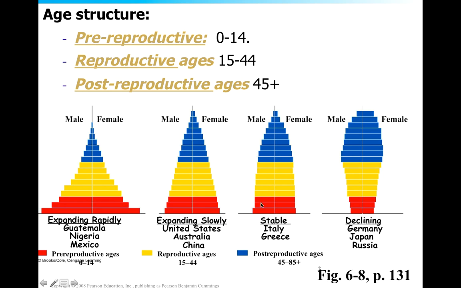A stable pyramid shows a country that is not growing at all. It has basically leveled off and it's not going to be growing anymore, like Italy or Greece. I call this a bullet.